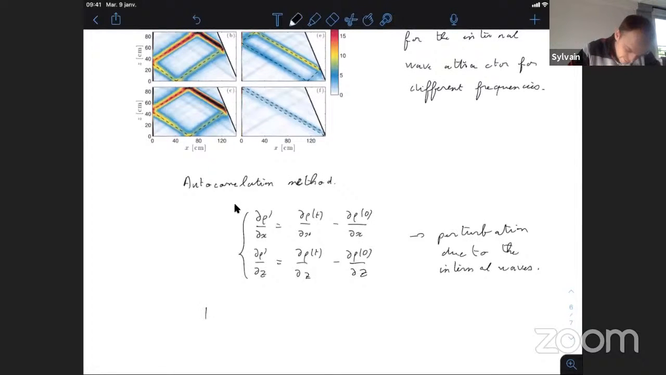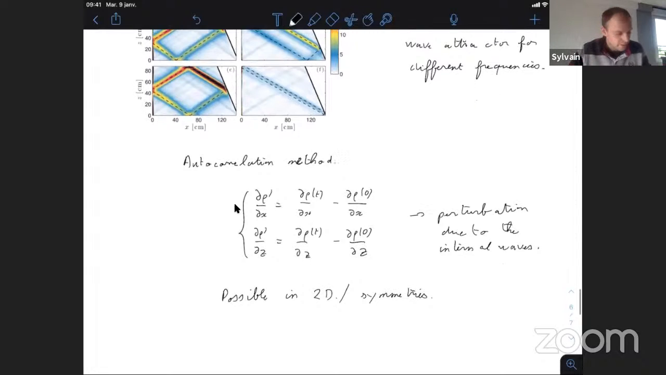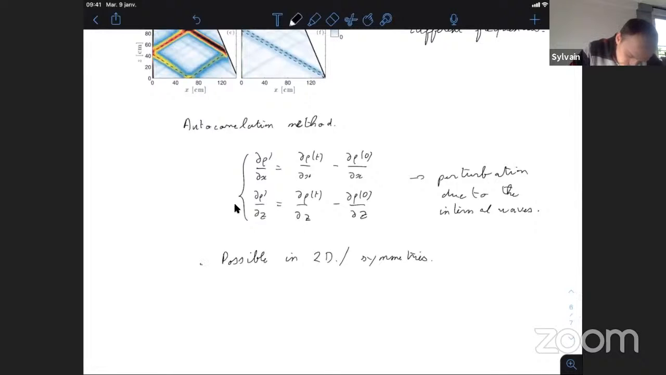And this technique is possible in 2D. 2D is because you are looking through the tank. So you need 2D, or if you have some symmetries in your system. If you don't have this 3D motion, you cannot capture it with this technique. And also no mixing. If you have mixing, you have strong variation of n, and you cannot relate the variation of n to the variation of the density.